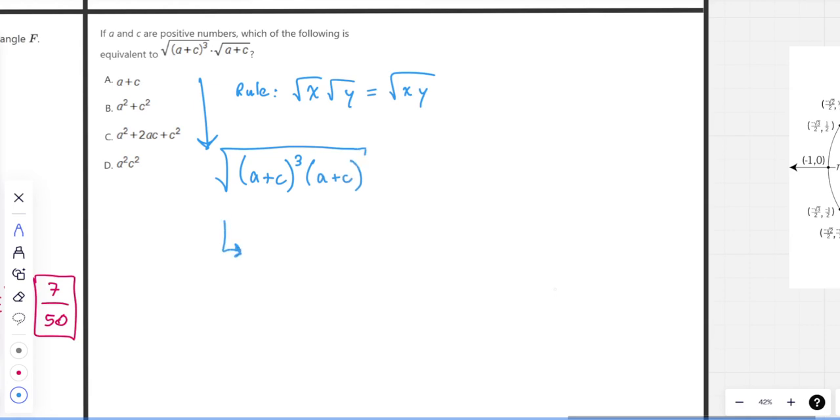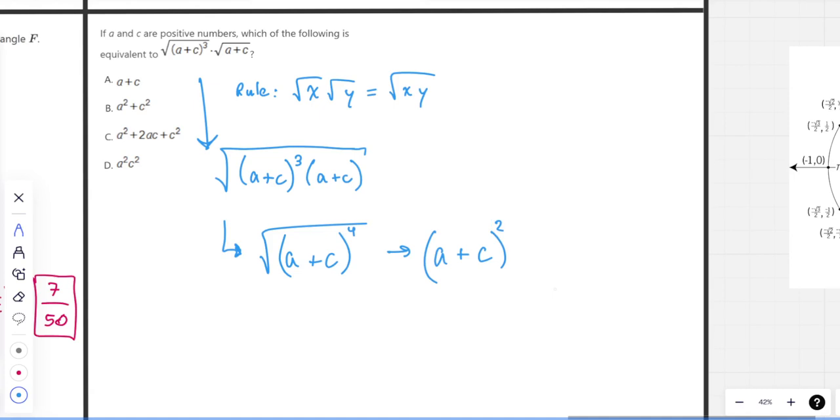And we can further combine that. This is just 3 copies of A plus C, and this is 1 copy of A plus C. That's going to give us A plus C to the 4th power. And if we square root something to the 4th power, that's going to reduce it to just A plus C squared. Another way you can think about that is the square root as a fractional exponent, as a 1/2, and multiplying that into 4 would give us 2 as well.